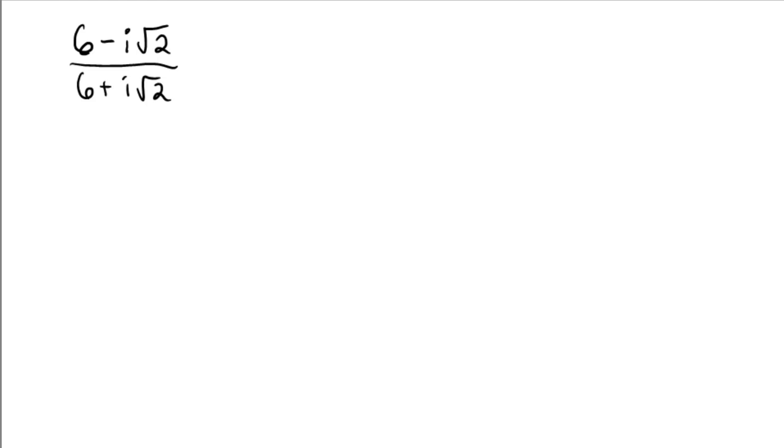For this problem, we're going to rationalize the following expression, (6 minus i rad 2) over (6 plus i rad 2). Remember, i is a radical also. We see the radical 2 in the denominator, but we also know that i is a radical number, or a square root number. It's the square root of -1, in fact.